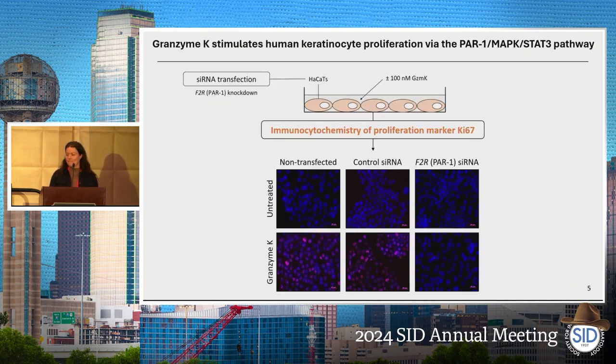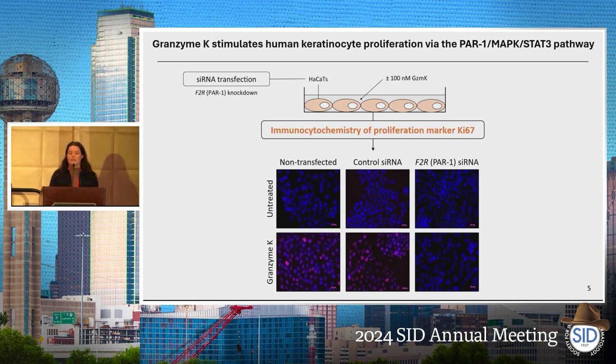And so next, we wanted to confirm whether these findings can then translate back into human cells, and if so, what are the putative molecular mechanisms, and might they be dependent on GzmK's ability to cleave and activate PAR1? So we cultured human keratinocytes in vitro, and these were transfected with or without an siRNA targeting PAR1, and then we stimulated them with GzmK and measured proliferation in the form of immunocytochemistry for Ki67, as well as cell counts.